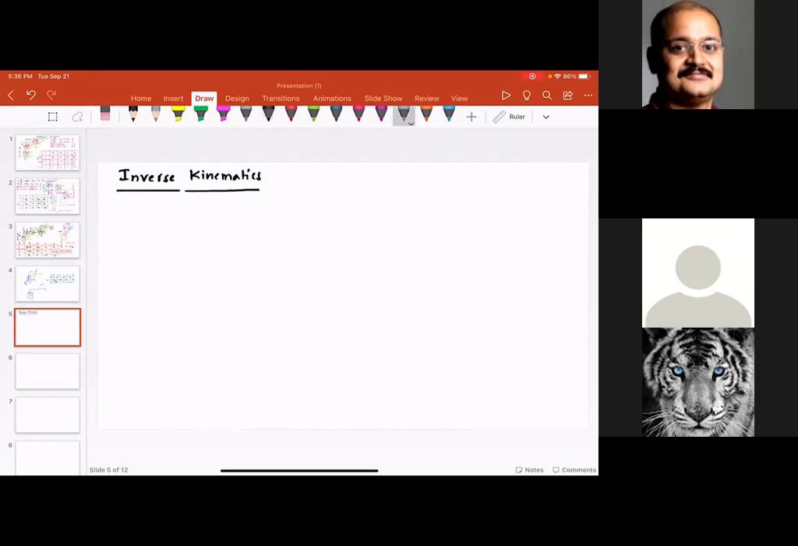So the inverse kinematics problem is defined as: find the joint variables, which are thetas and d's, for a given end effector position and orientation. Now, what does that mean?